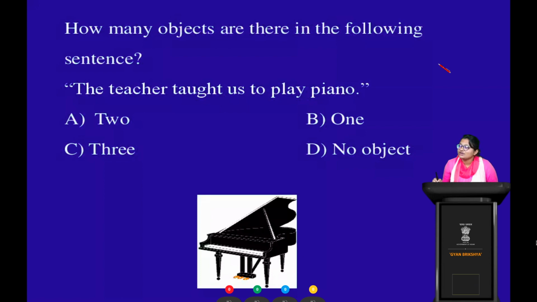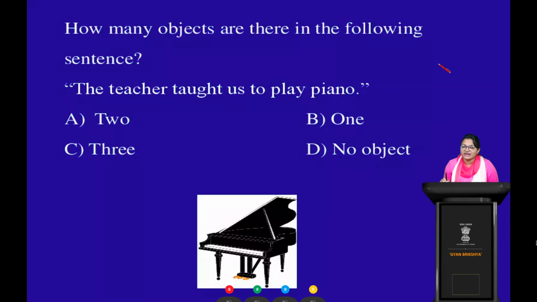Clear? Is that clear? So you have 4 options in front of you and you have to tell me which option is the correct option. So how many objects are there in the sentence? Okay, chalo. So your time starts now. Give me your responses quickly. How many objects are there in the following sentence? The sentence is: The teacher taught us to play piano. Go ahead, tell me. Which option do you think is the correct option?